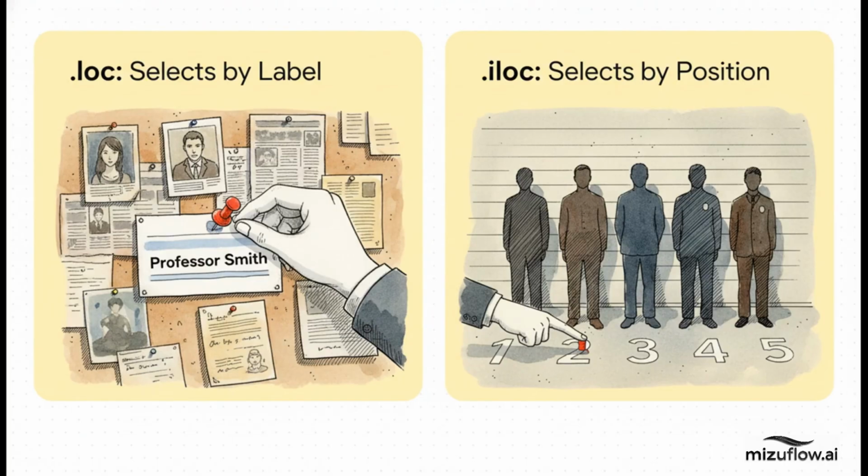This right here is such a brilliant way to understand the core difference. .loc works with labels, the actual names of your rows and columns. Think of it as finding someone by their name tag. .iloc, on the other hand, works with integer positions, the numerical order of your rows and columns. That's like identifying someone by their number in a police lineup.